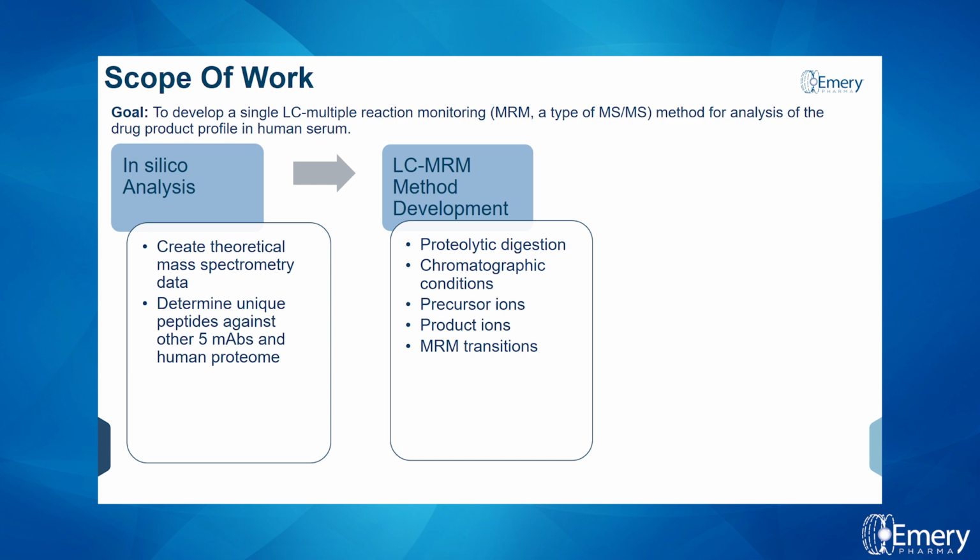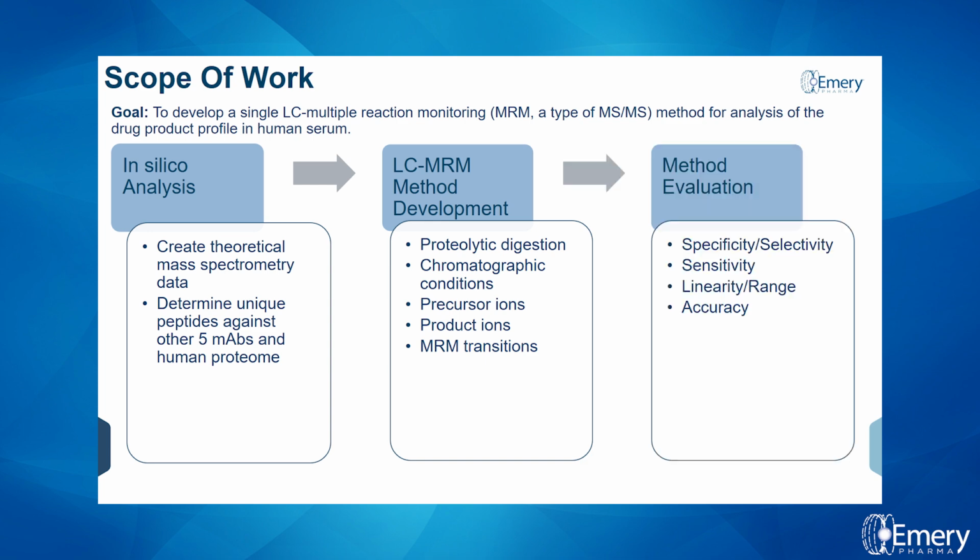Then we move on to the LC-MRM method, where we experimentally determine what the precursor ions are, what the possible product ions are, and what is the optimal MRM transition to quantitate each of these antibodies in the drug product. And lastly, we do some method evaluation where we look into the specificity, selectivity, sensitivity, linearity range, and accuracy of this method.